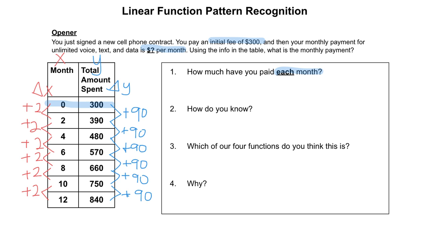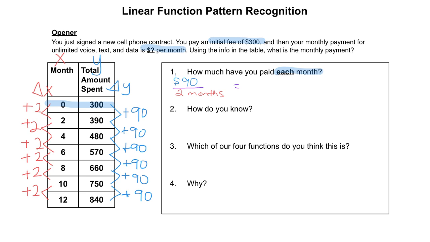You can see here that our change in X, which is the change in month, is 2 months. And our change in Y, which is the total amount spent, is $90. And we're looking for how much you have paid each month. Each month means 1 per month. And right now, we know something about how much we spend in 2 months. So let's write that out. So you can see that we have $90 per 2 months right there.